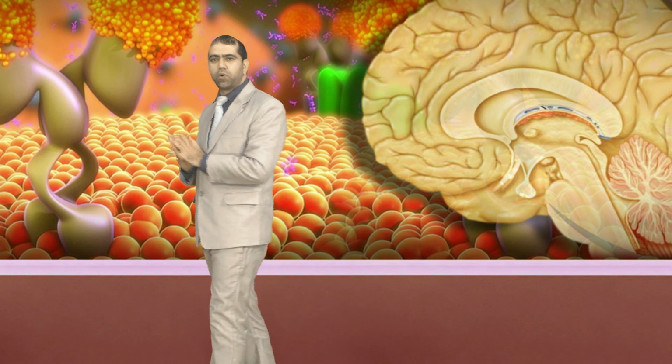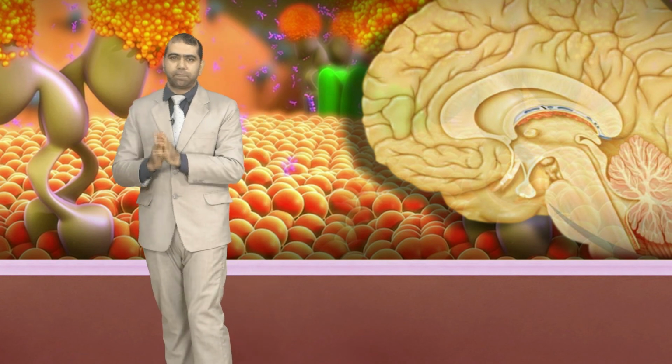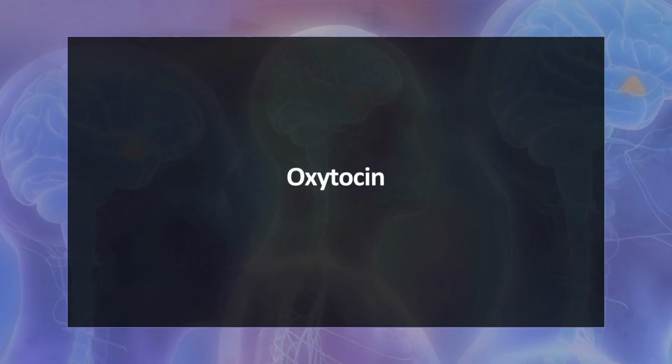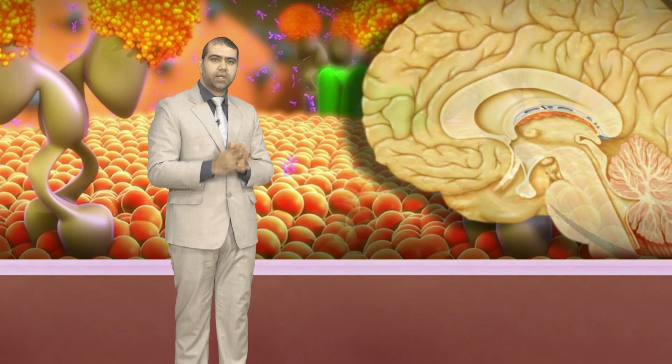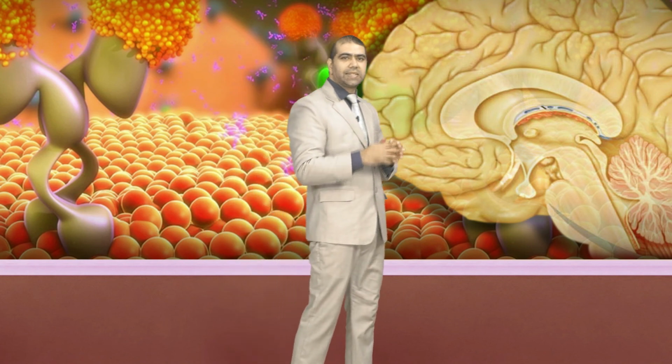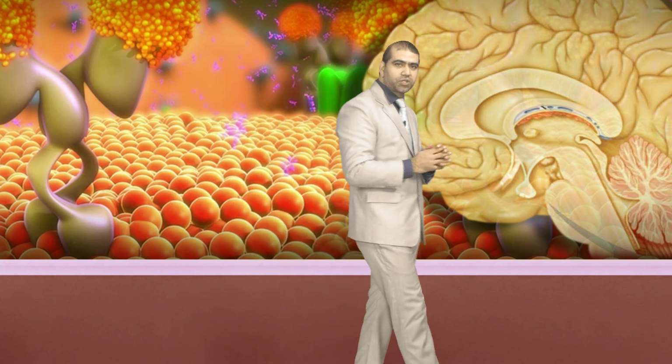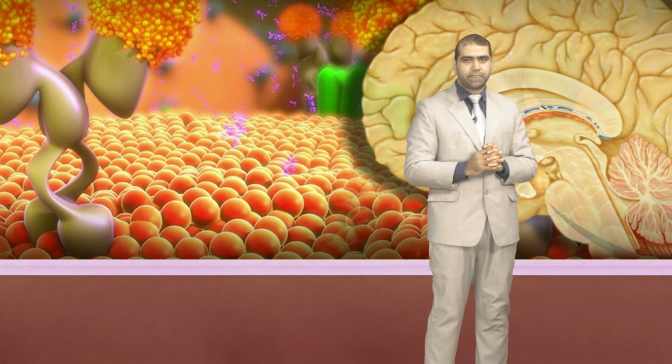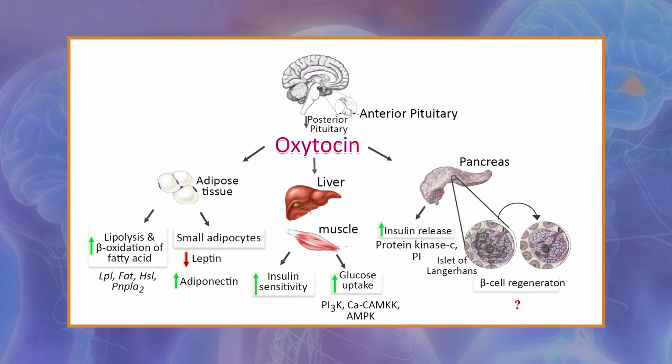Now, let us conclude this lecture by talking about the next hormone stored in the posterior lobe, that is oxytocin. Oxytocin has a similar structure to vasopressin, but it has distinctly different physiological functions and second messenger system. Although it is present in both sexes, its effects are well understood only in females.